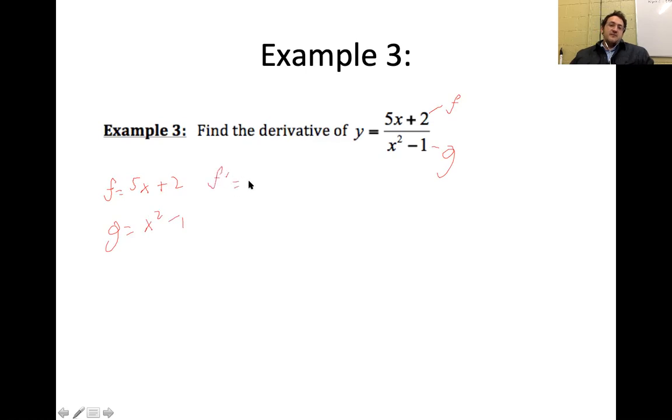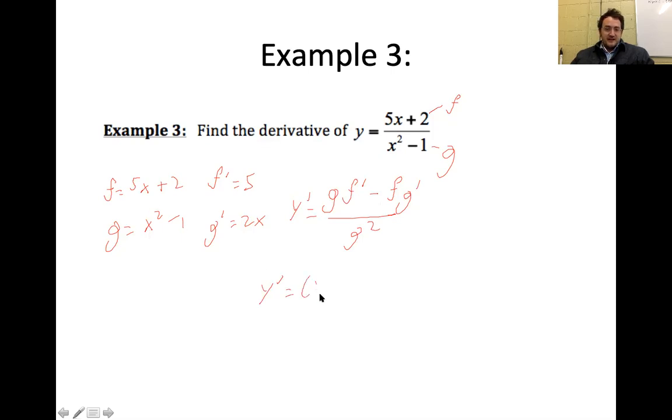Right, F prime is 5. G prime is 2x. So then I have low d high minus high d low. So low is G, G F prime, minus high, which is F G prime, high d low, over low low. So this just means that we're squaring. And then I just put in all the ingredients.